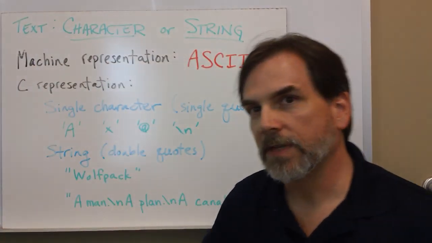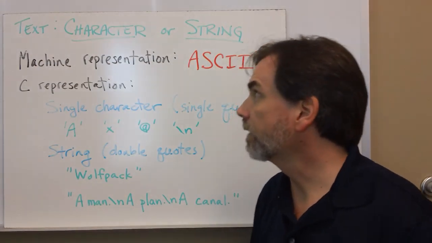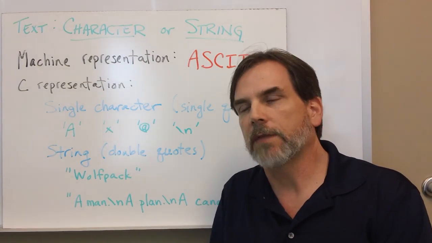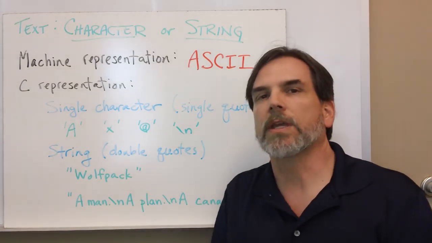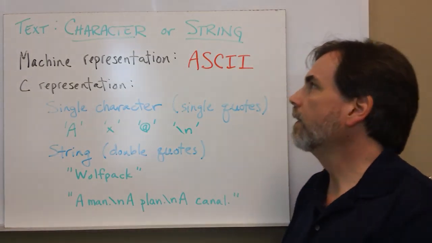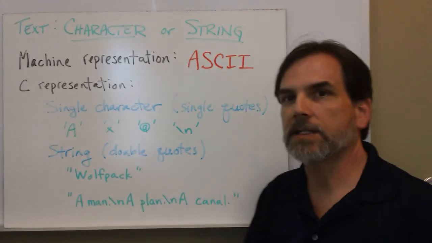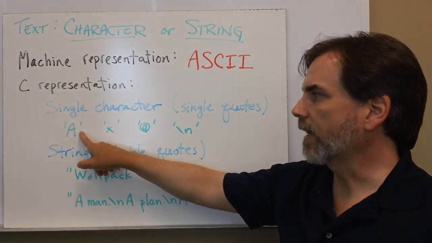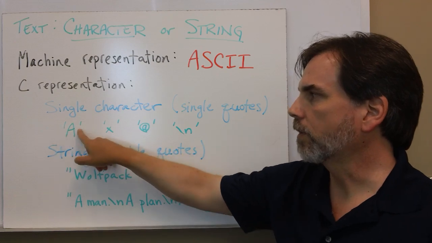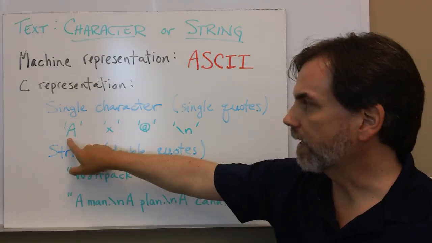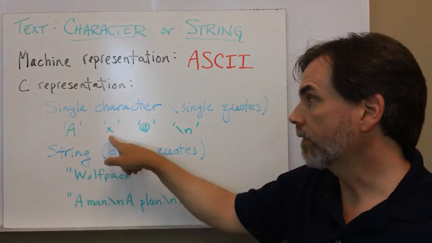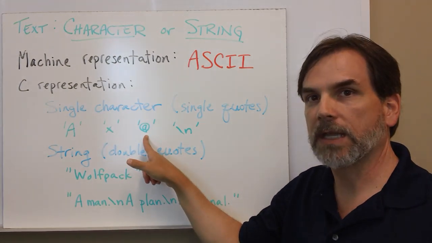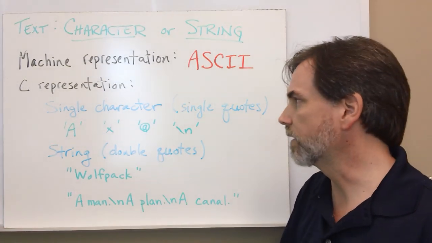The third kind of data that's directly supported by the language is text. When we think about text, we can think about a single character of text, or we can think about a string, which is a sequence of characters. We represent characters using the ASCII table that we talked about in ECE 109. In C, when we want to write a single character, we use a single quote around it. So this is the character capital A. This is the character lowercase x. This is the character ampersand. Anything in the ASCII table can be represented this way.